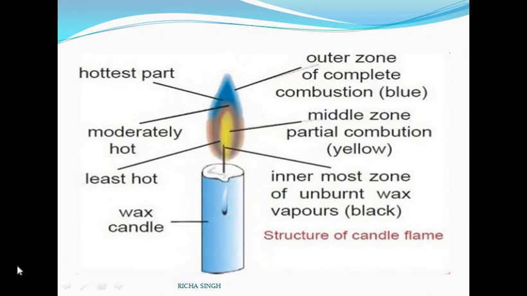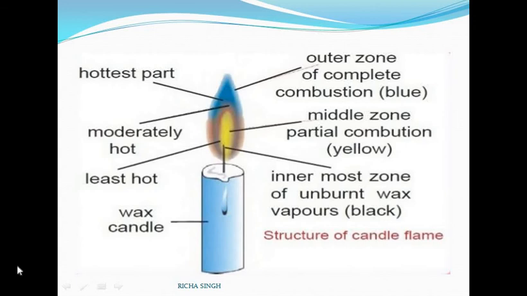Outermost or non-luminous zone: this zone is faintly visible. It surrounds the yellow luminous part of the flame. In this zone, the wax vapor undergoes complete combustion because plenty of air is present. It is at the outer zone of the candle, and this is the hottest part of the candle. Okay, blue, complete combustion, it is hottest, it is getting sufficient oxygen.